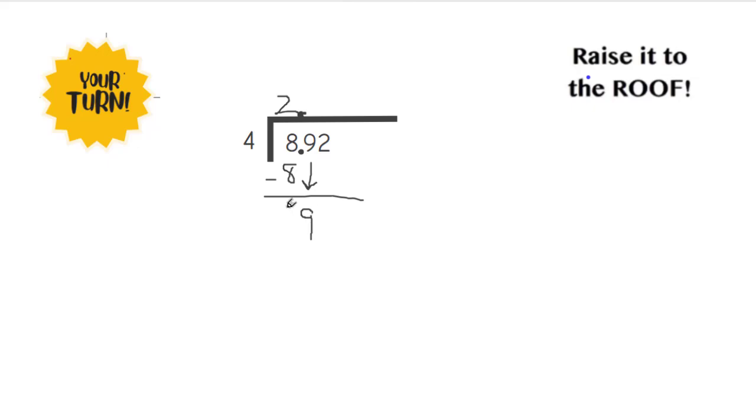Because 8 minus 8 is 0. Now, I know that 9 is really close to 8. I'm going to put a 2 again. 2 times 4 is 8. Subtract, and I have a 1, and then I bring down my 2. Now I have 12. 12 divided by 4 is 3. My answer is 2 and 23 hundredths. I'm not going to keep putting the remainder here. Step number 1, raise it to the roof.